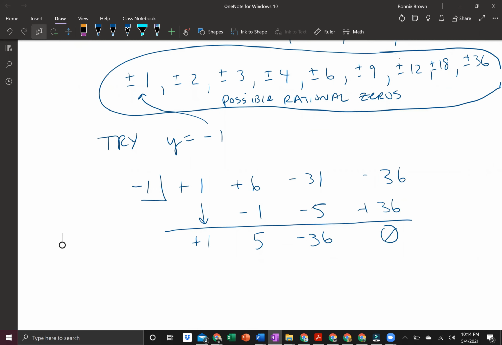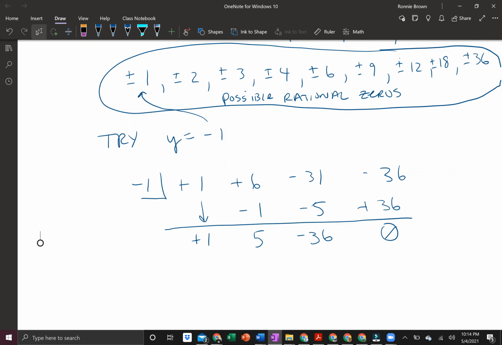What does that zero remainder tell us? That zero remainder tells us that x plus 1 is a factor, meaning -1 is a root. So this worked for us. If for some reason we did not get a zero remainder, then we would just cross out this y equals -1 and say, let's go try another one of these possible rational zeros. And we would just keep trying until we found one that goes evenly into our function, right? Because one that goes evenly into our function tells us that that linear factor is a factor of our function.